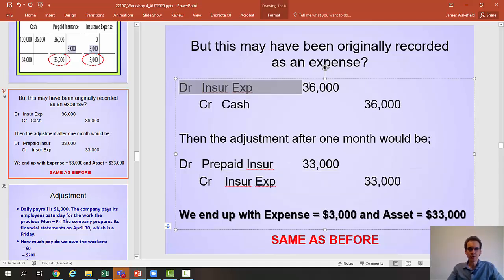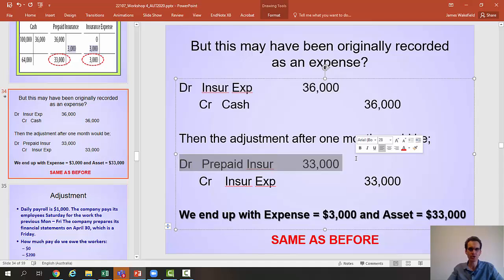As a result of this original transaction I'm highlighting up the top here, you didn't recognize any prepaid insurance asset. So through this adjustment, by debiting the prepaid insurance asset, you are increasing that prepaid asset recognized from $0 to $33,000. So therefore, the information that you report in the financial statements after recording this adjusting entry will be consistent with the assets the business has and the expenses that have been incurred during the period.